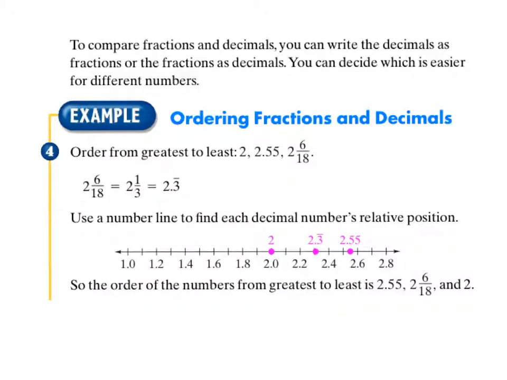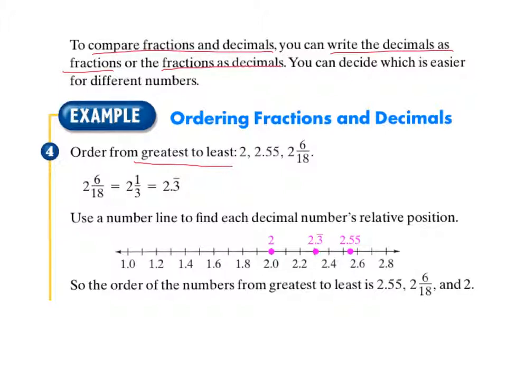Now, to compare fractions and decimals, you can write the decimals as fractions or write the fractions as decimals, whichever one you prefer or whichever one seems the easiest. But they all need to be changed to the same thing. Either everybody needs to be a decimal or everybody needs to be a fraction before you start putting them in order. So let's look at the example. We want to order from greatest to least 2, 2.55, and 2 and 6/18.